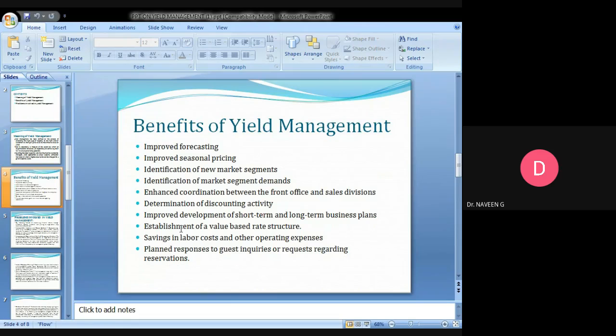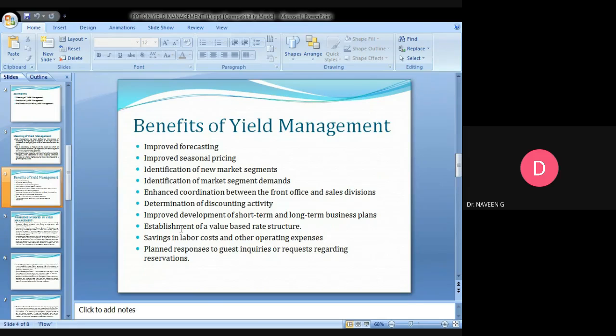For example, if you take the IT industries, the IT industry is also a service sector industry. India's topmost company is TCS. So how does the public recognize TCS? Because of their value-based rate structure. So therefore, yield management will influence those companies to establish a value-based rate structure.